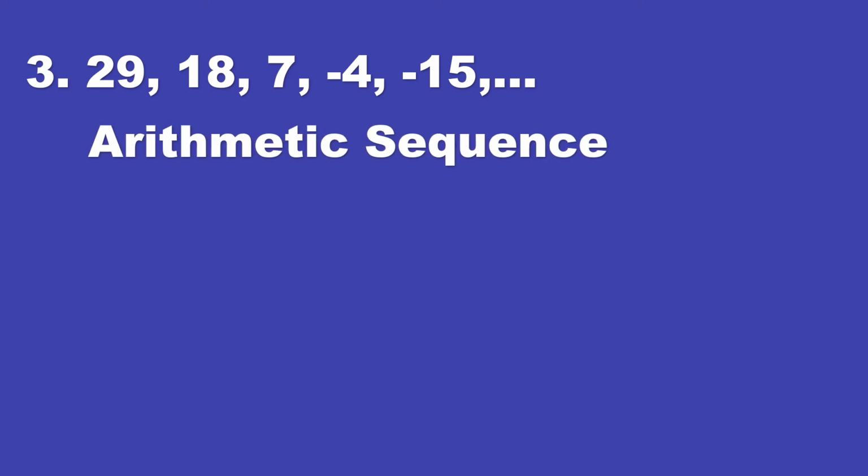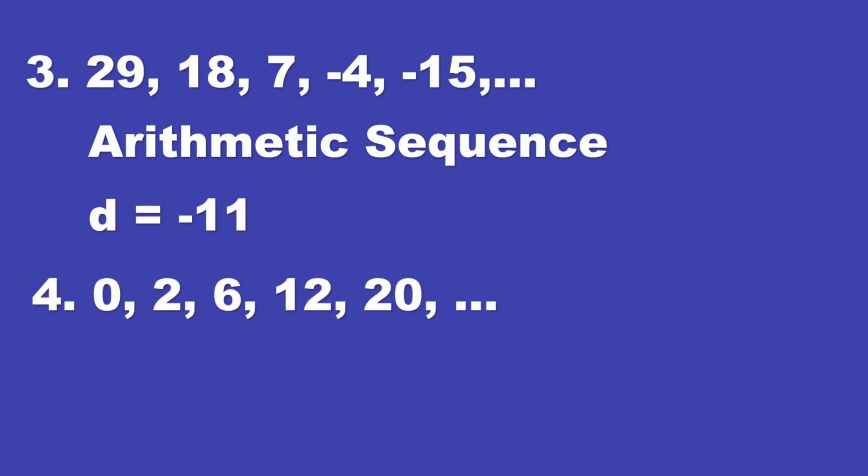Number 3. 29, 18, 7, negative 4, negative 15, and so on. This is an arithmetic sequence because from one term to another, we subtract 11. Since we subtract 11 from one term to another, then our common difference is negative. D equals negative 11.